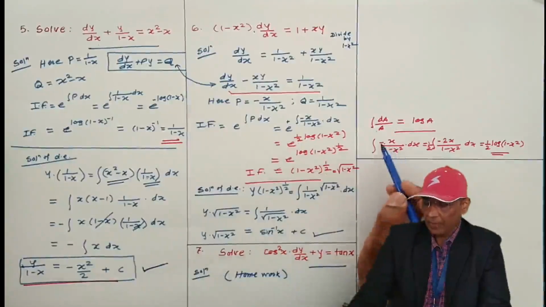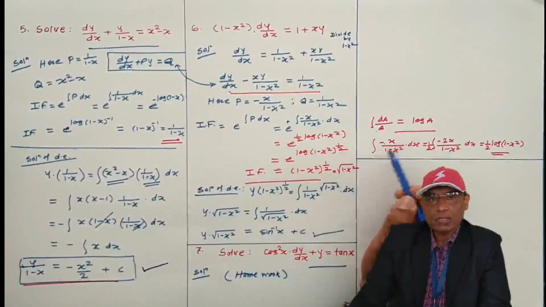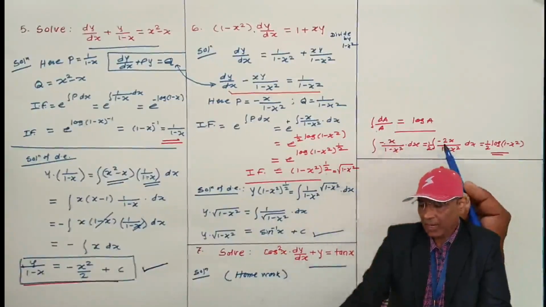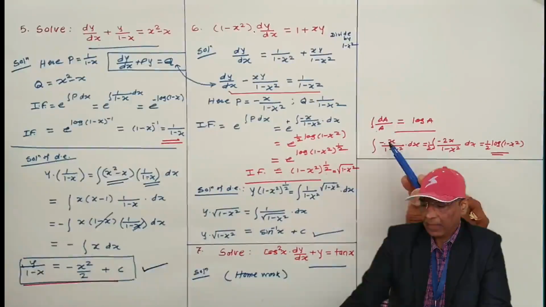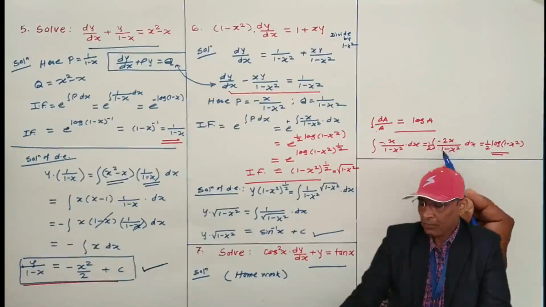Then integrating factor e to the power integration of p, putting value of p here, and this integral I have solved separately here. Integral of minus x by 1 minus x square, and if you look at this function very carefully, the derivative of 1 minus x square is minus 2x, which appears in the numerator. But for that we have to have the adjustment of 2. I am multiplying numerator by 2, dividing by 2, so as to get the derivative of the denominator in the numerator, minus 2x by 1 minus x square.